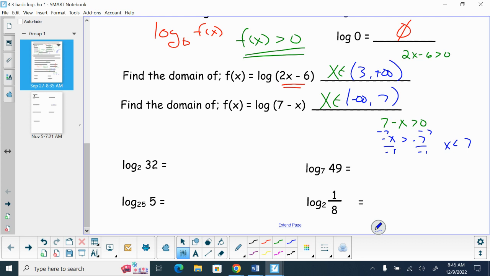Log base 2 of 32 is equal to some value. We want to find this value. Well, here's my suggestion. Once again, by trying to find a value, throw an x in there. That's what we want to try to find. We want to solve for x.